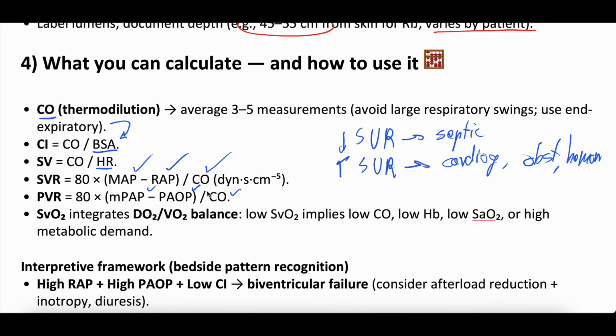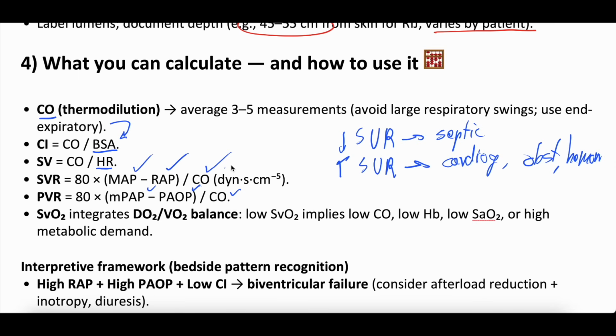The pulmonary capillary wedge pressure is that pressure you get when you inflate the balloon and wedge. The mean pulmonary artery pressure is the mean of the pulmonary artery systolic and diastolic, which you can get off the catheter. And then cardiac output you can get using thermodilution or Fick. And then the SvO₂ we talked about can be helpful.